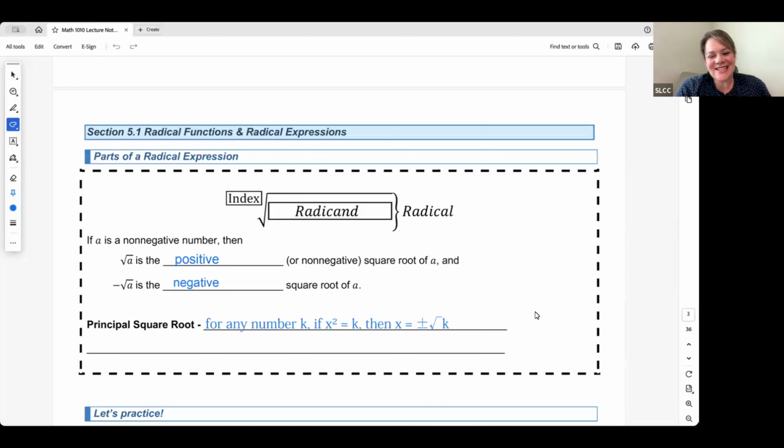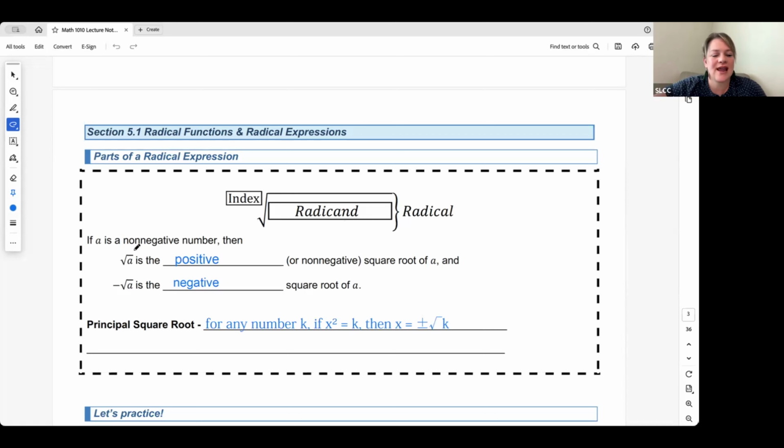Hi, everyone. Today we're studying section 5.1, radical functions and radical expressions. In this video, we'll cover the parts of a radical expression and then we'll do problem number 1. If you notice this figure, you see that the number that will be outside the root is called the index. The number under the root is the radicand, and the whole thing is called a radical.